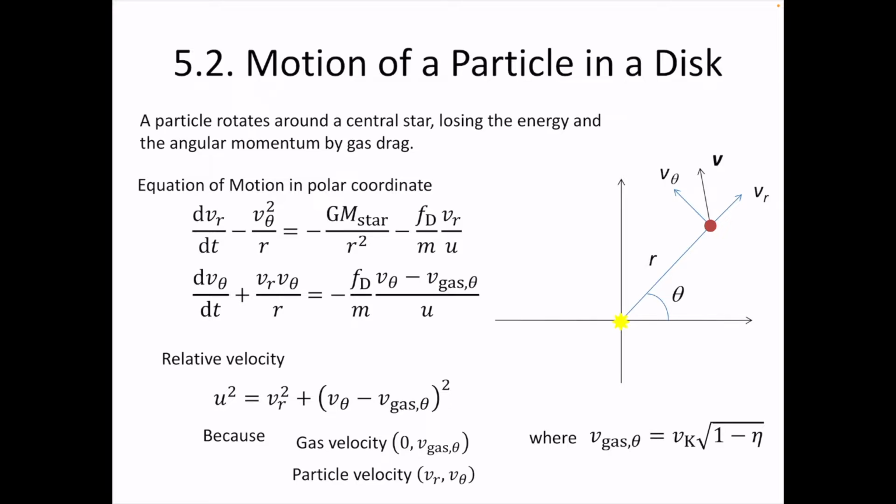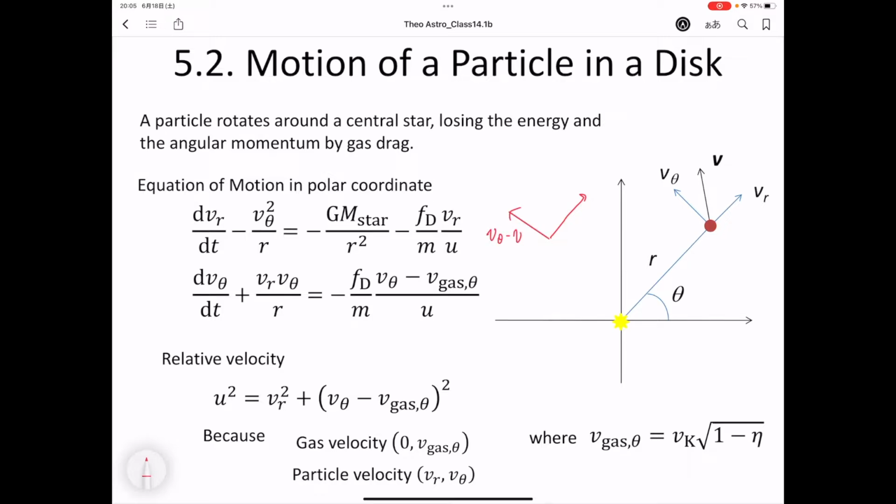If we draw a figure with the central star and the solid particle, v is the velocity of the solid particle. This velocity is decomposed into the r direction and the theta direction, v_r and v_theta. If you consider the relative velocity with respect to the gas velocity, the gas doesn't move in the radial direction. So the theta component is v_theta minus v_gas, and the radial component is v_r, because the velocity of the gas in the r direction is 0. Then the sum of these two vectors forms the relative velocity u. u is the relative velocity of the solid particle with respect to the gas.